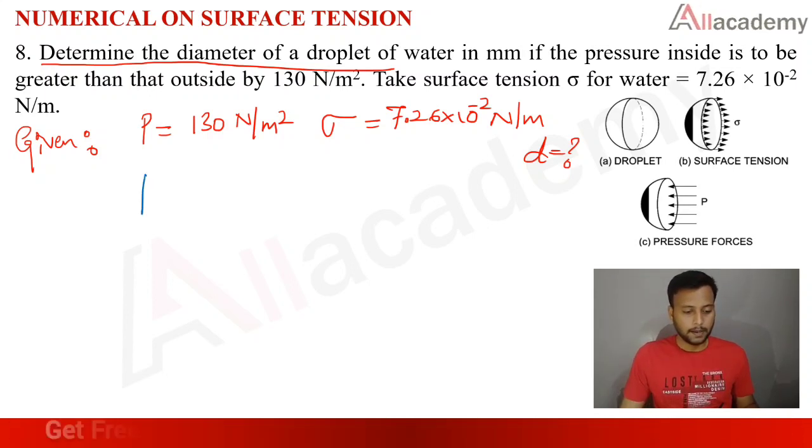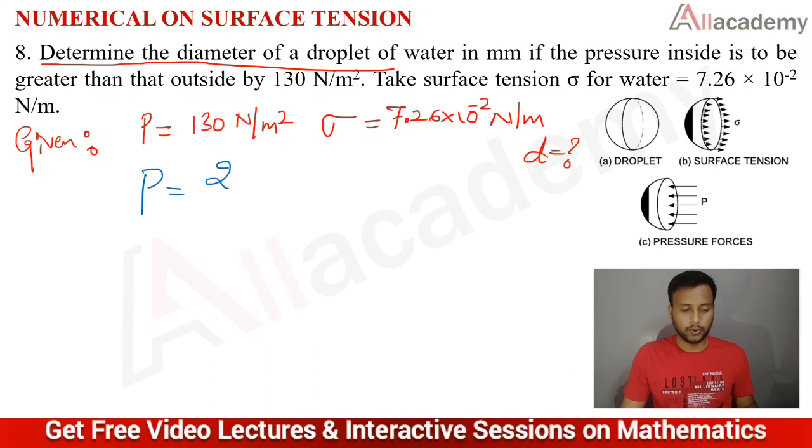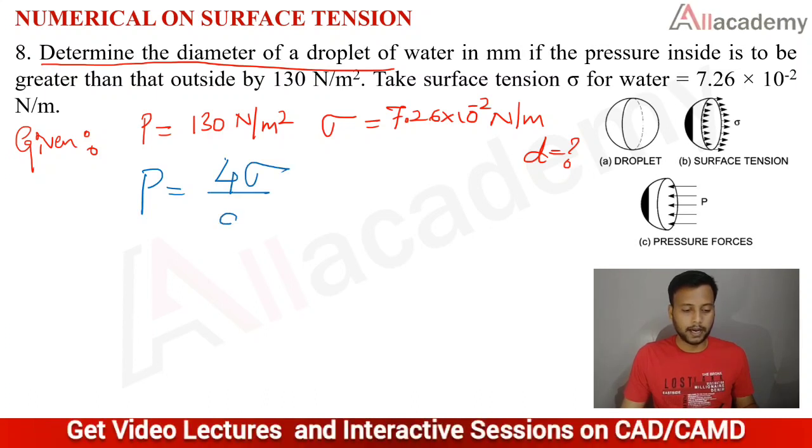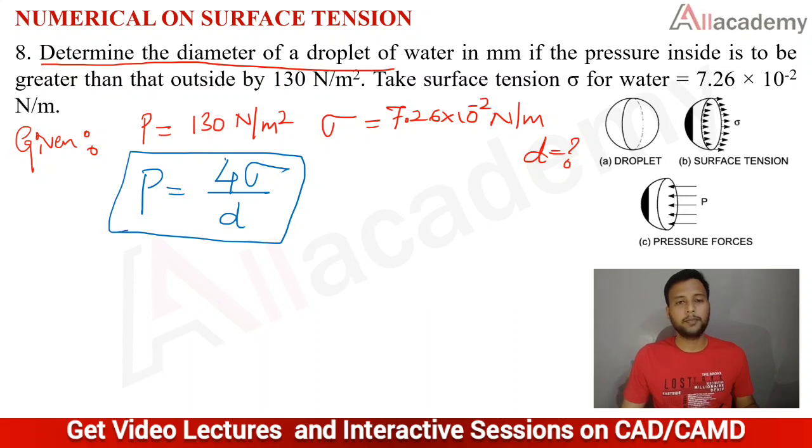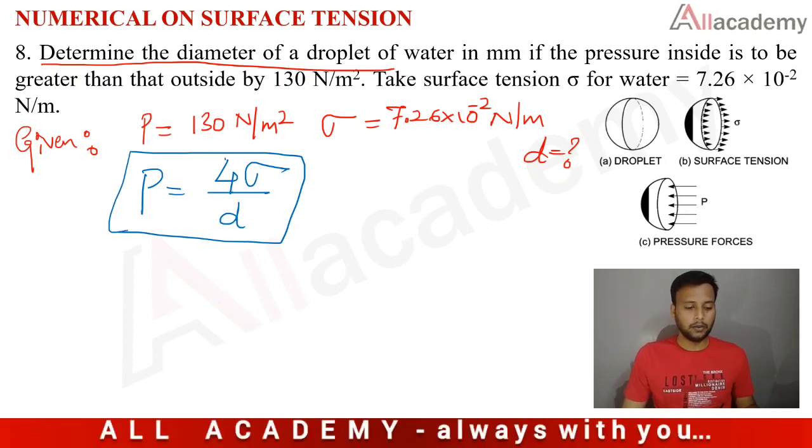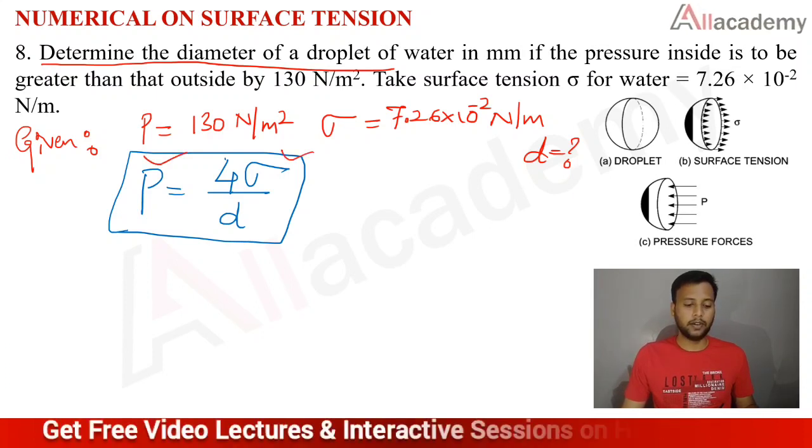That is P is equal to 4 sigma divided by d. This is a formula to identify the pressure inside the droplet. In this one, P is already given and surface tension is already given. We need to identify the diameter, so let us substitute this.